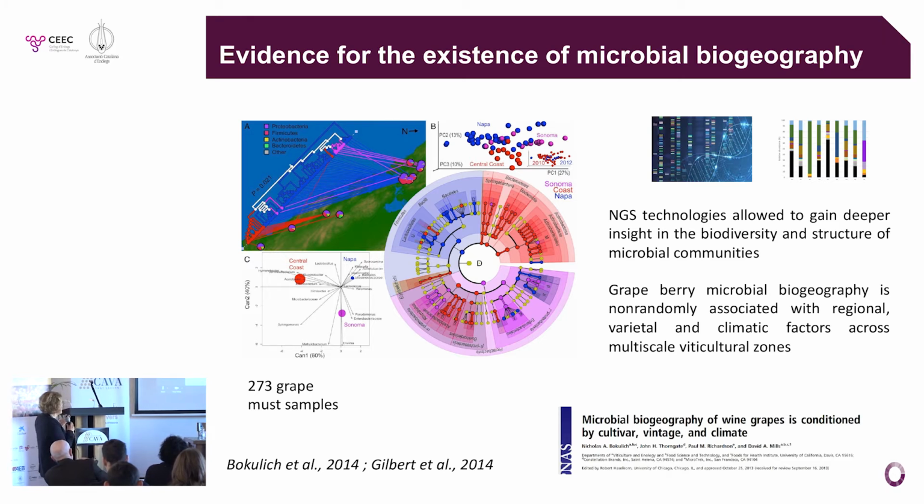That is to say, when you consider different wine production zones, for example, in California, we will find significant differences in terms of microbial diversity and also microbial structure. And again, they showed that there is an impact of the variety and also an impact of climatic factors, as they showed that from one vintage to another, there was significant difference in the microbial community present in grape must samples.